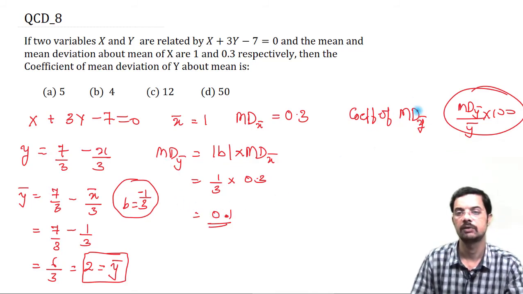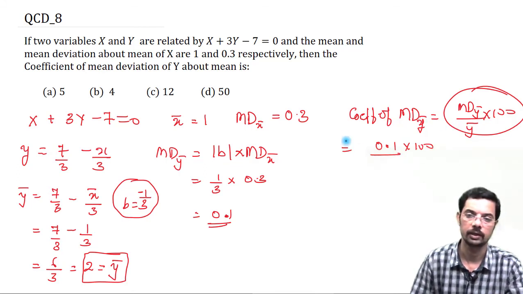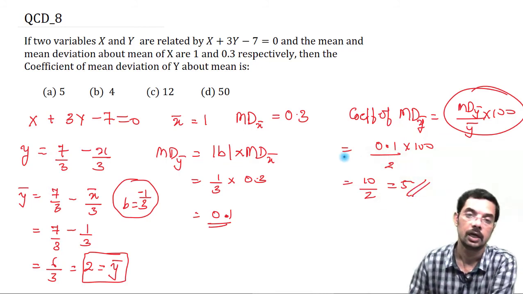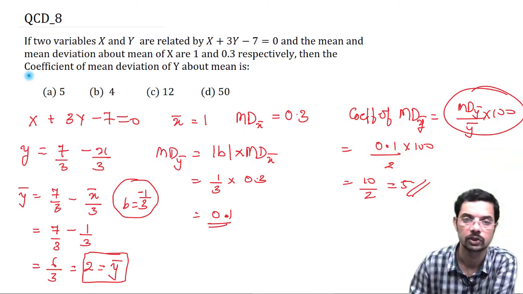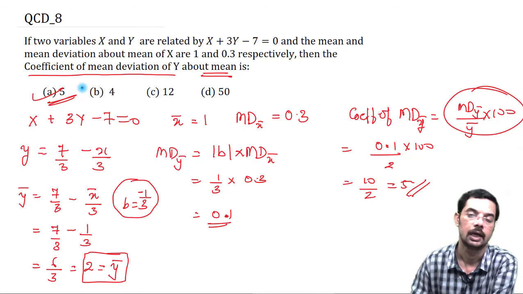Okay, now the coefficient of mean deviation about y is given by this formula. So what we have here is 0.1 into 100 divided by the mean of y, which is 2. 0.1 into 100 is 10, divided by 2, which will give you 5 as the coefficient of mean deviation about the mean of y. So we have found the coefficient of mean deviation of y about its mean. So the answer is 5. Option A, 5, is the correct answer.